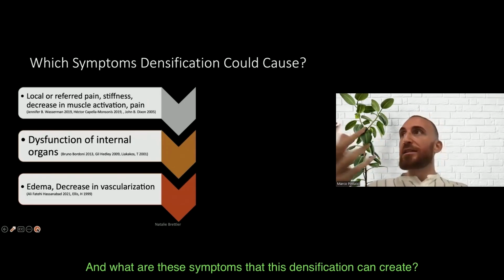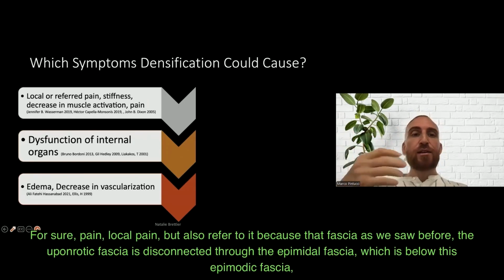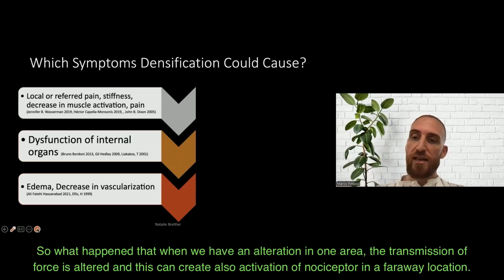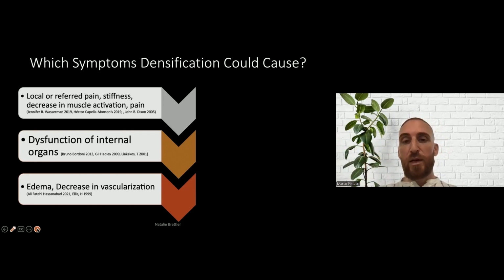And what are the symptoms that this densification can create? For sure, pain, local pain, but also referred pain, because the fascia, as we saw before, the aponeurotic fascia basically is connected through the epimysial fascia, which is below this aponeurotic fascia, through myofascial insertions. So what happens is that when we have an alteration in one area, the transmission of force is altered, and this can create also the activation of nociceptors in a faraway location.